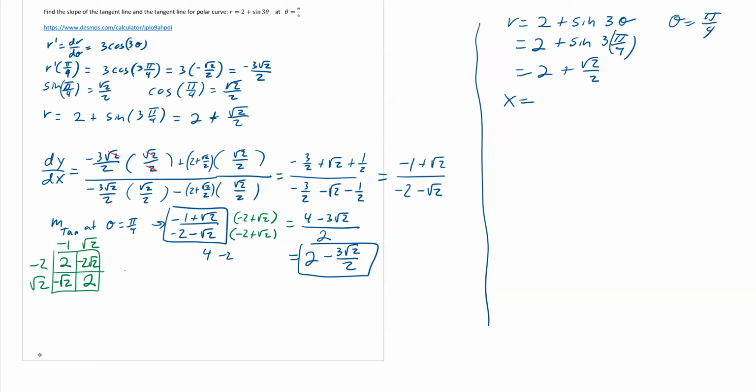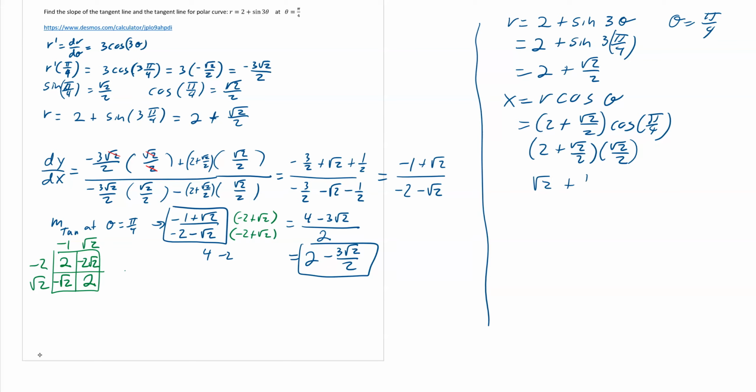And so x equals r cosine theta. So 2 plus rad 2 over 2 times cosine of pi over 4. And the nice thing here is our cosine of pi over 4 is going to be the same as the sine of pi over 4. So we can actually set these both equal. So we're going to end up with rad 2 plus 1/2, and that's our x. And so our y is going to be the same thing.